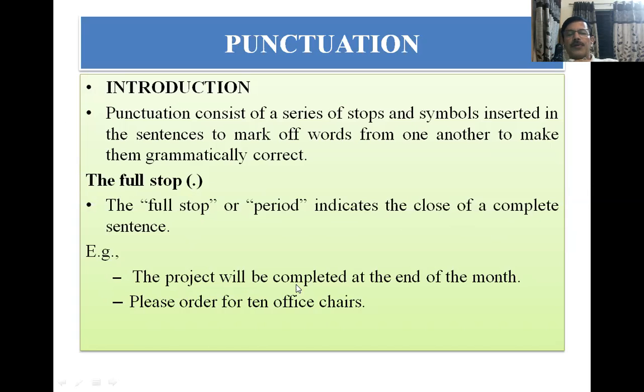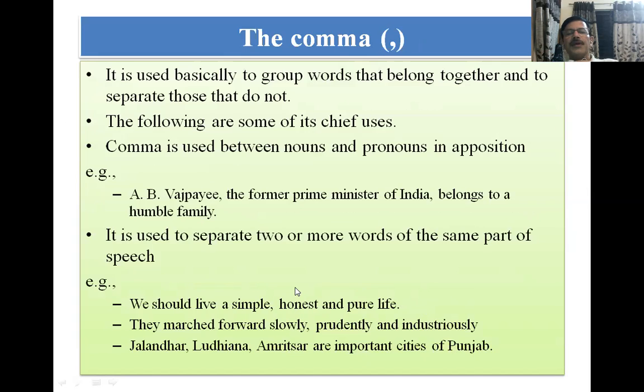Example: the project will be completed at the end of the month. Full stop. It marks the completion of a sentence. Please order 10 office chairs, full stop. Next important one is comma. It is used basically to group words that belong together and to separate those that do not. The following are some of the chief uses. Comma is used between nouns and pronouns in opposition.